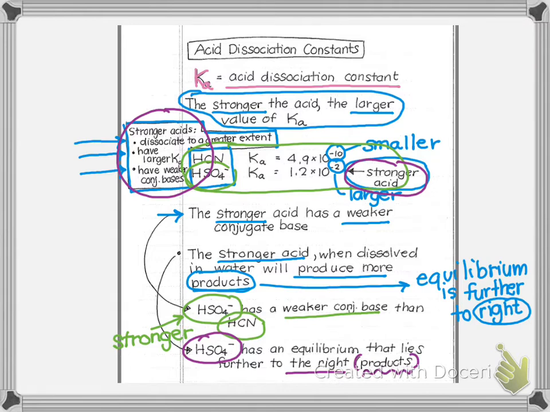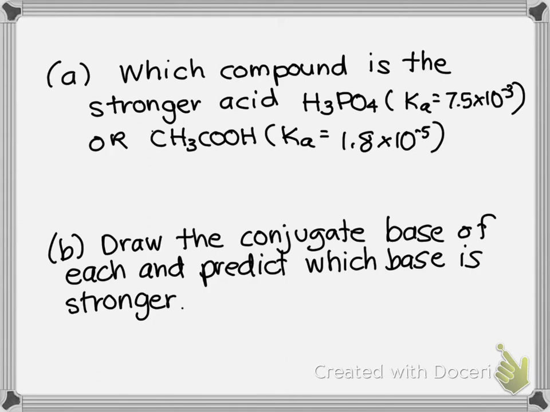So let's go to the next page. I have two problems where you can try to put these ideas together. If you'd like to, pause now and try to answer the questions before I answer them. So the first question says, which compound is the stronger acid? Phosphoric acid, which is H3PO4, or acetic acid, which is CH3COOH. To evaluate this, given the Kas, I will take a look at them. And I know that the stronger acid has a larger Ka value.